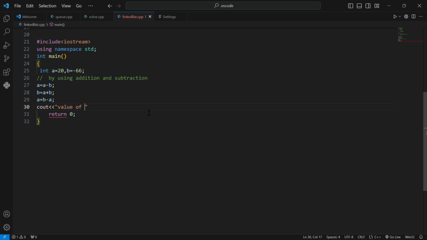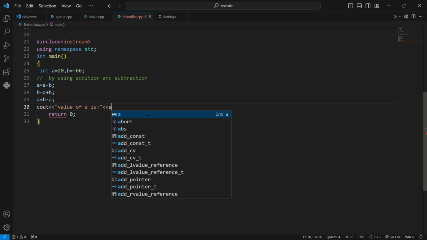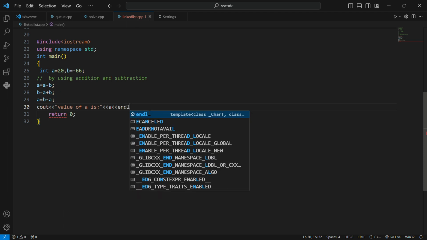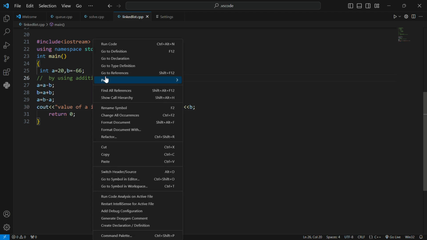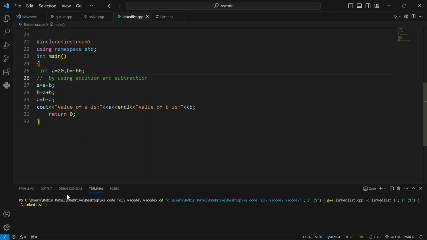Value of a is, the value of b is, let's run the code. See, our first initialized number a is equal to 20, b is equal to minus 66. After swapping, a is equal to minus 66 and b is 20. This was by using addition and subtraction.